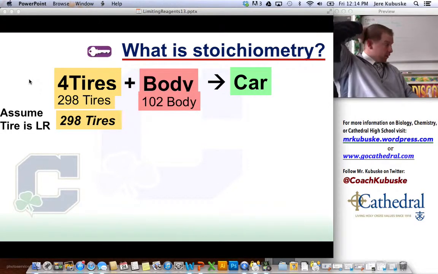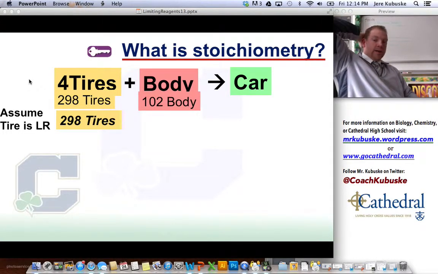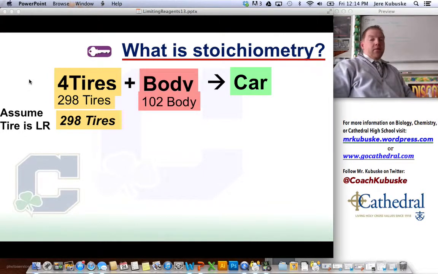Okay, so let's say I have 298 tires and I have 102 car bodies. I want to know which one of these is going to be my limiting reactant. Which one is going to limit the number of cars that I can produce? Well, I don't know just off the top of my head. I actually have to do some math to calculate it. What I'm going to do is compare the number of cars that the tires can make to the number of cars that the bodies can make.